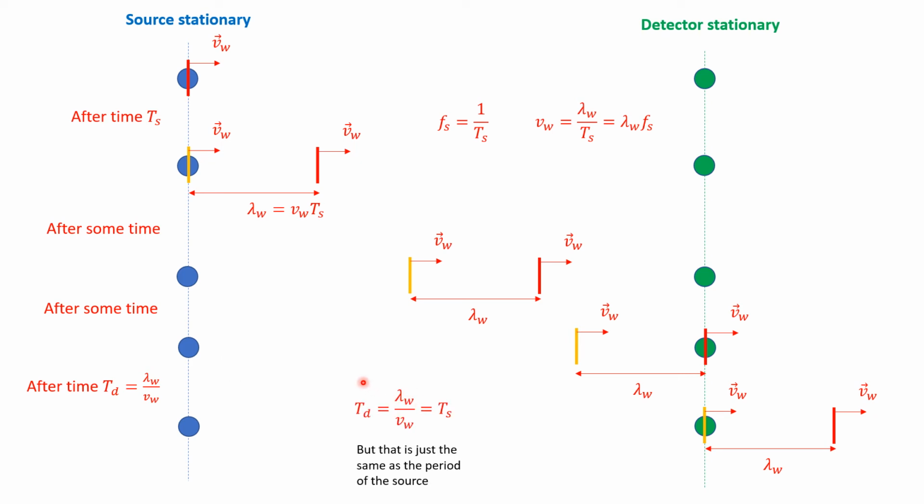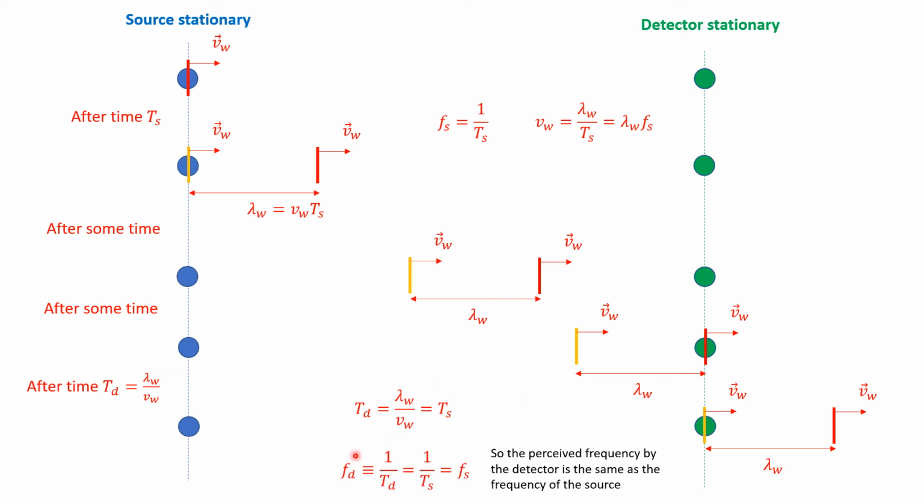Okay, so that's exactly what we found, that the period that the detector perceives is lambda w over vw. But what is lambda w over vw? That's just the period of the source also. And so the period the detector perceives the sound is exactly the same as the period that the source is emitting at.